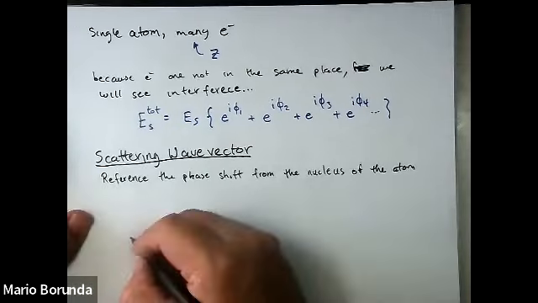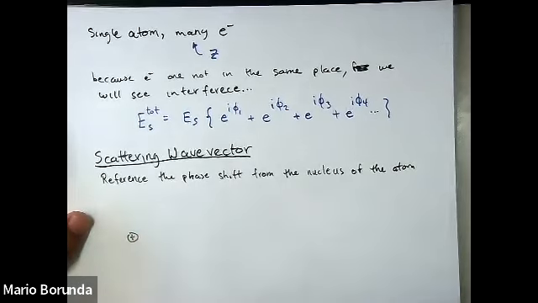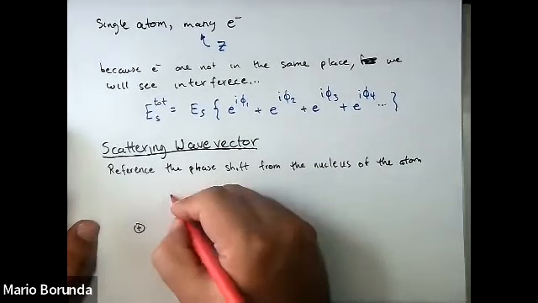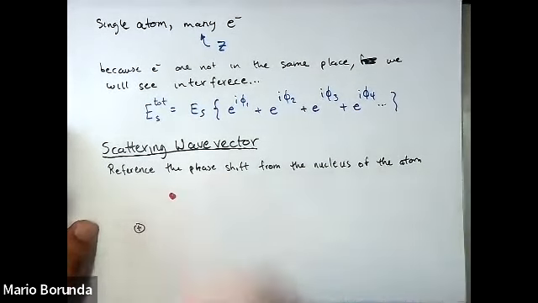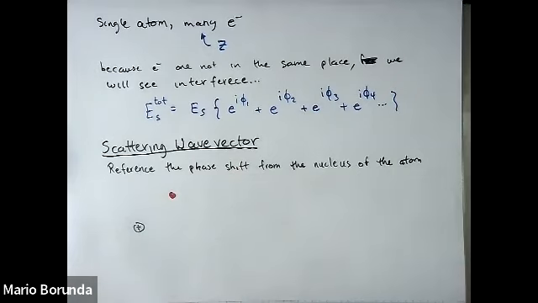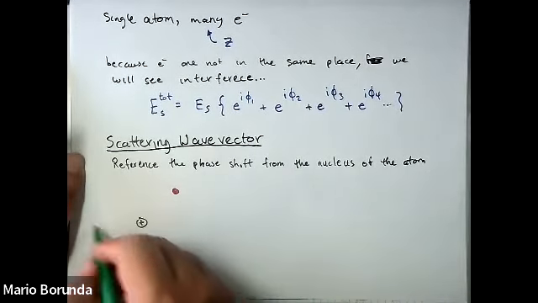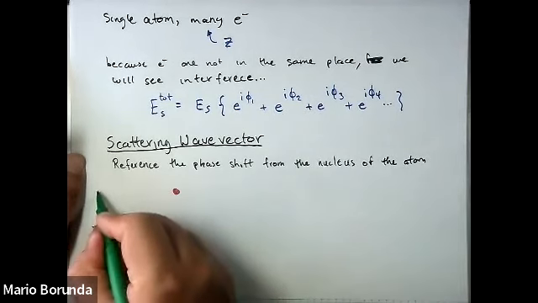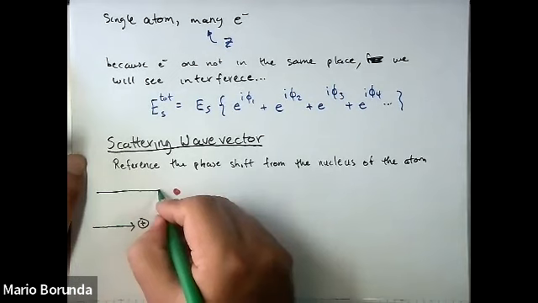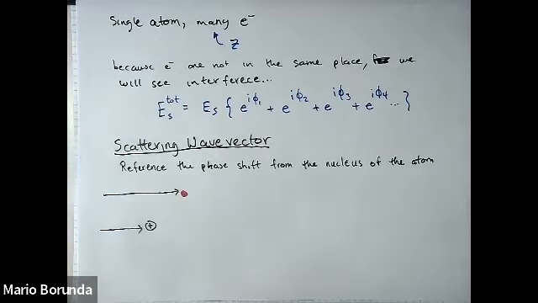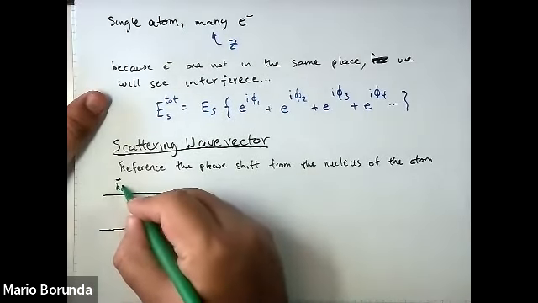Here is my atom, my nuclei, sorry. There's going to be an electron up here. So that's my electron. And then there's incoming radiation, Ki. So there's this one coming in, this one coming in, and here is the electron. This is a plane wave. So this is my Ki, incoming radiation.